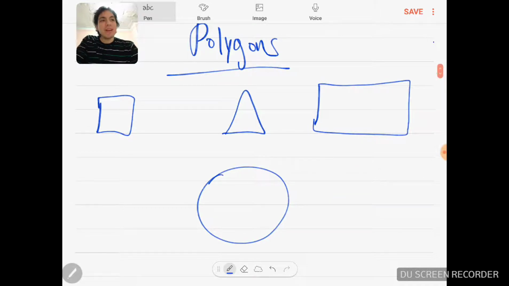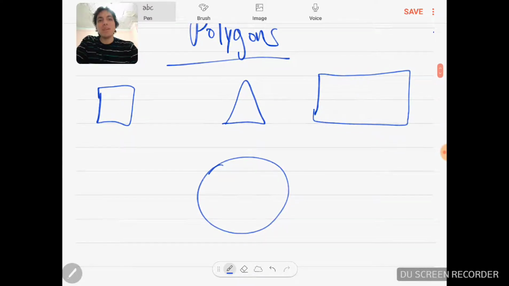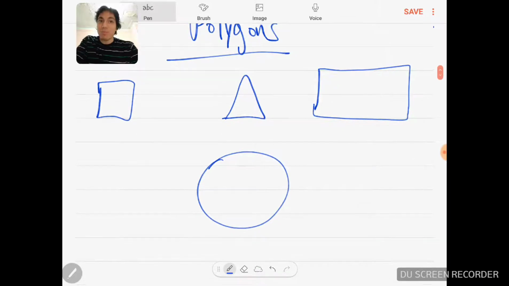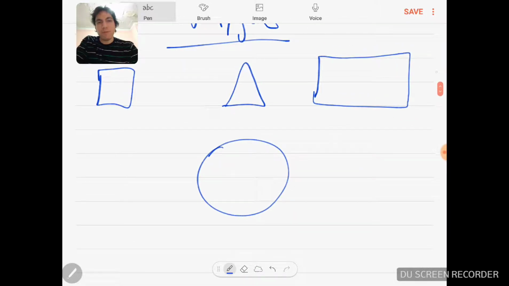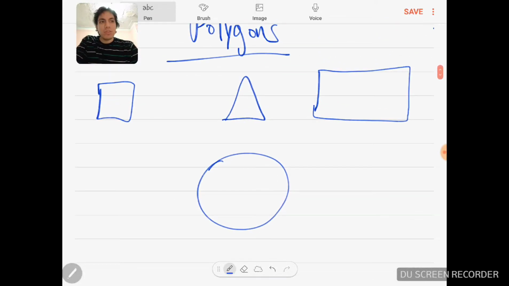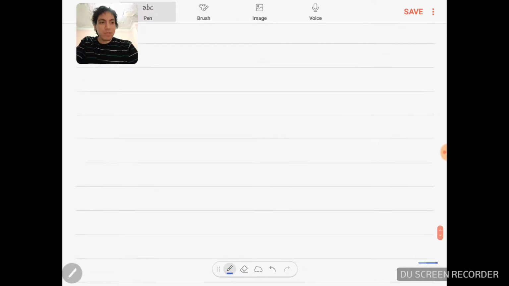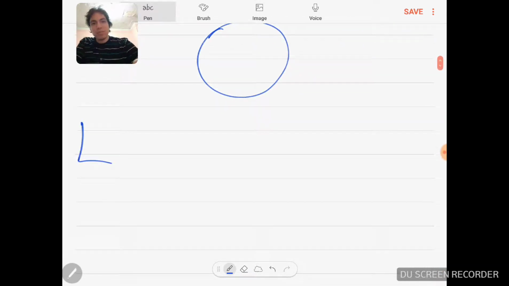Why am I mentioning this? I'm mentioning polygons, specifically shapes, because we're going to talk about their perimeters and areas. The circle will have its circumference and its own area. So let's go with the square real quick. I'm gonna need some space for this one. All right, let's hurry up.